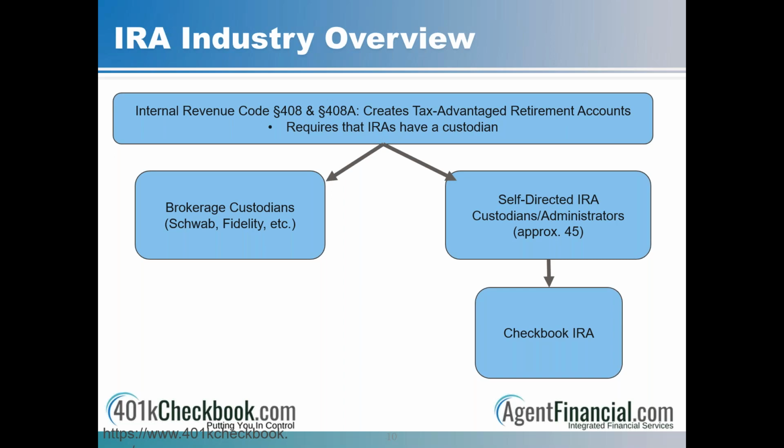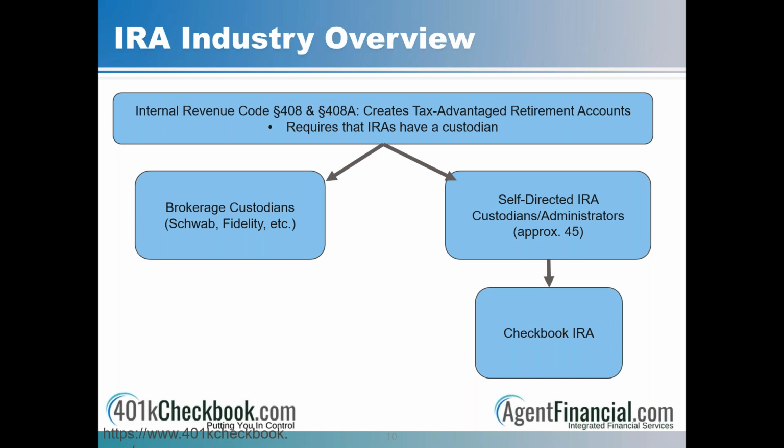Now, underneath that, there emerged brokerage custodians. Those are your Schwab, Fidelity, etc. And they're the ones that provide mutual funds and stock investments. And those companies are primarily in the investment business. They're not really in the IRA business. They just realized that, hey, we can use IRAs as a great conduit to funnel money to our investment platform.